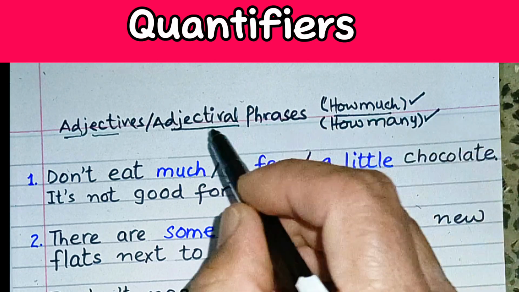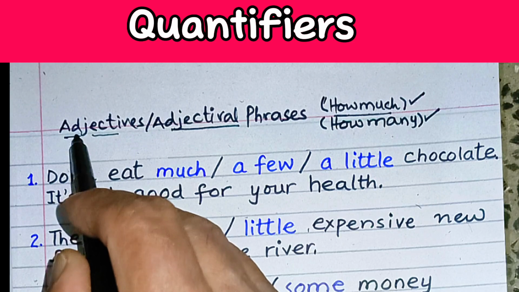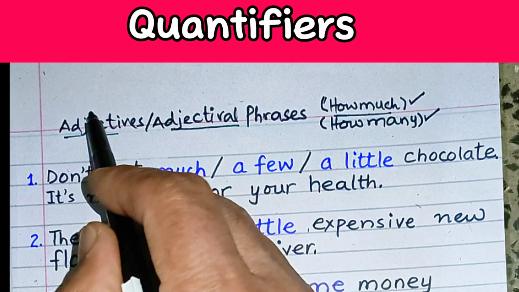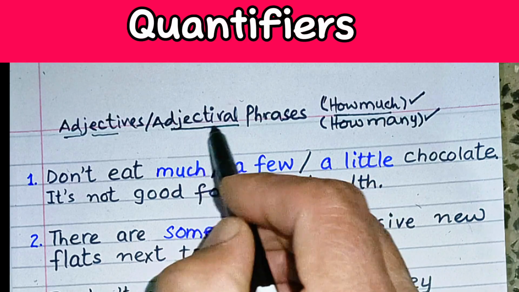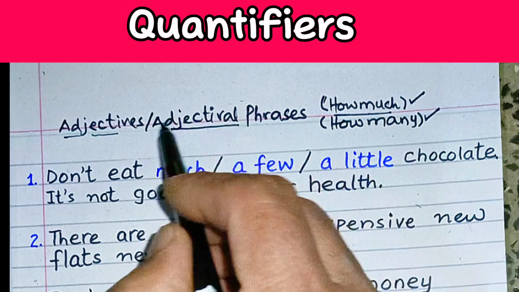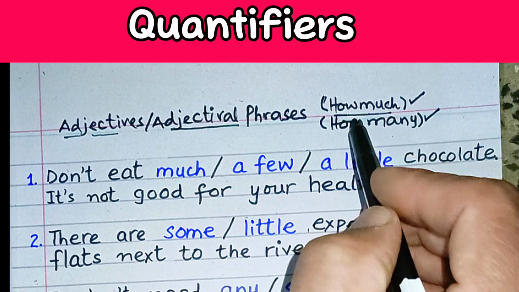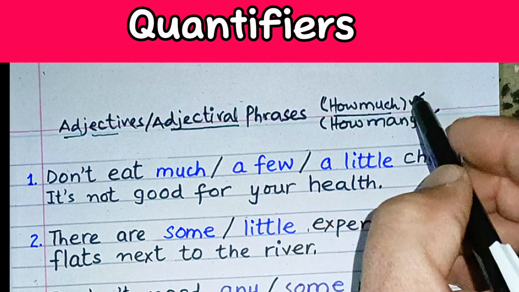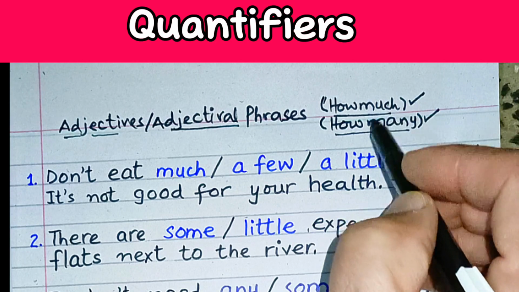as well. So we can say that quantifiers are adjectives, which means they may be one word, or they may be more than one word, two to three words, that make an adjectival phrase. So they describe nouns with the help of these two questions, how much and how many.